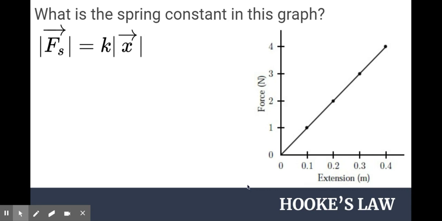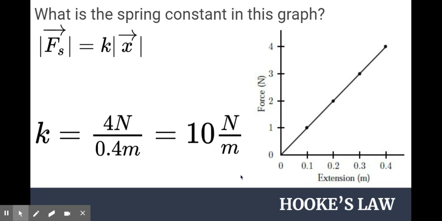So take a look at this example graph right here. What would the spring constant on this graph be? Well, we've got to figure out the slope. That's rise over run. Our rise would be from 0 newtons to 4 newtons. That's a rise of 4 newtons. Our run would go from 0 to 0.4. That's 0.4 meters. 4 divided by 0.4 is going to be 10 newtons per meter. That tells us that whatever object this is, it takes 10 newtons of force to displace the object by 1 meter.